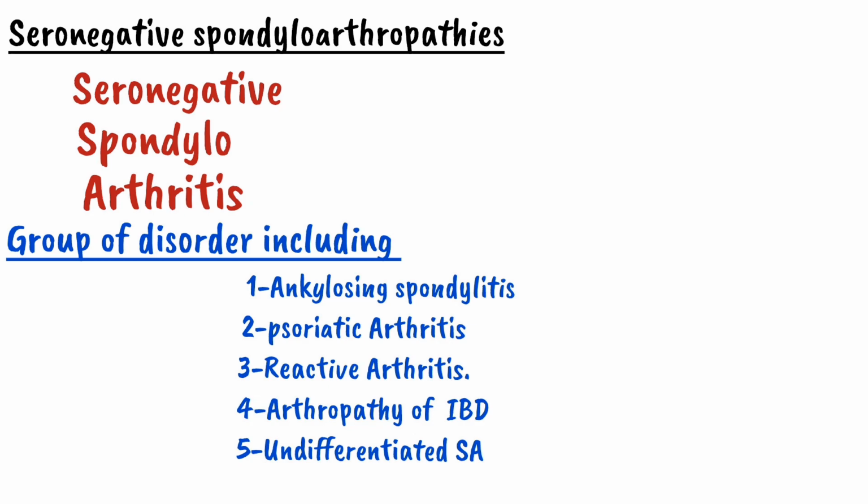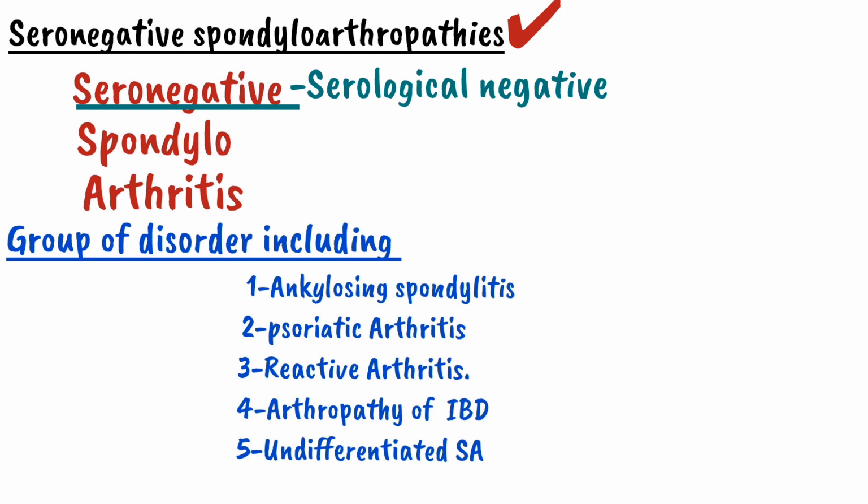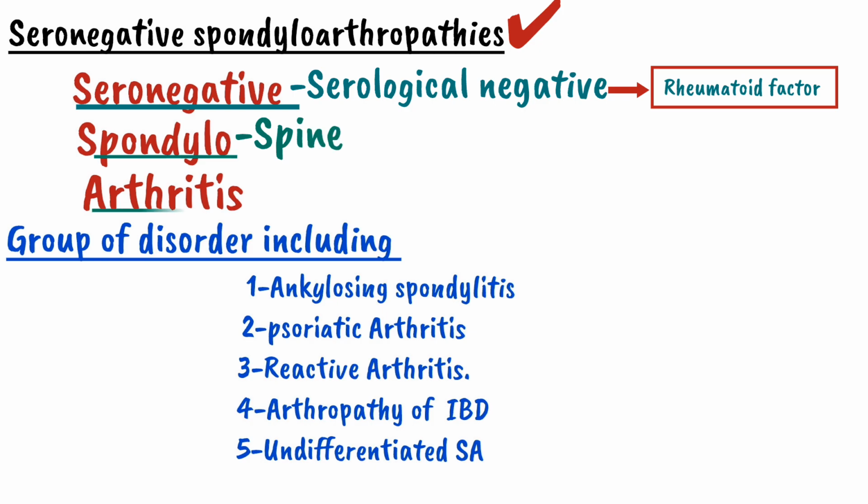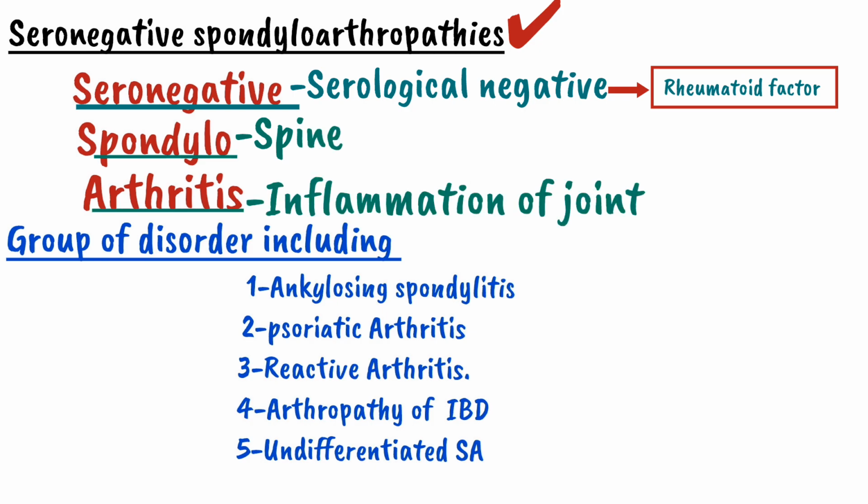Hello everyone. Today the topic which we're going to study is seronegative spondyloarthropathies. Let's dissect this term. Seronegative means that something is serologically negative. What is serologically negative? It's the rheumatoid factor. Spondylo means spine and arthritis means inflammation of a joint. So seronegative spondyloarthropathies are a group of disorders in which the rheumatoid factor is serologically negative and which involve the spine.